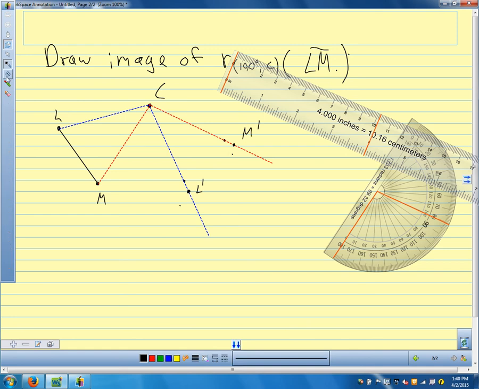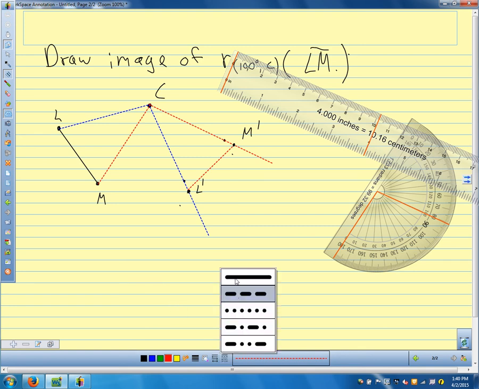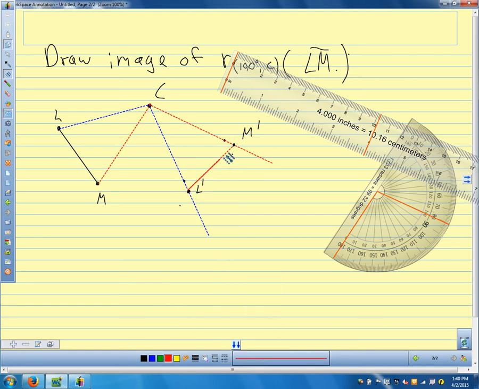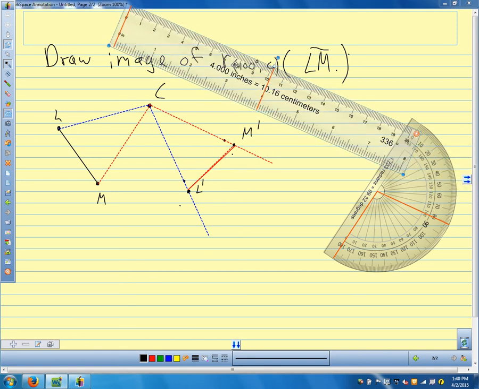And I can connect those two and I get segment L prime, M prime. And if I measured L prime, M prime would be the same length as LM, and each point would be rotated 100 degrees.